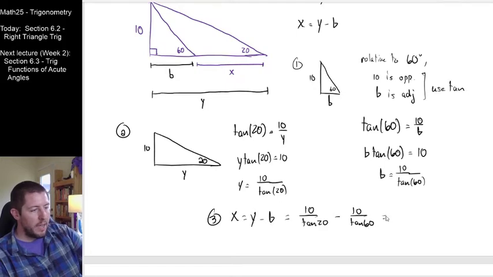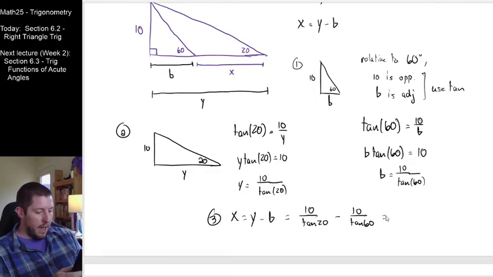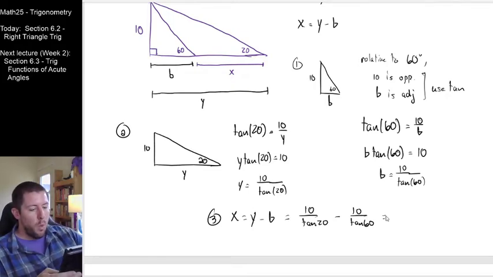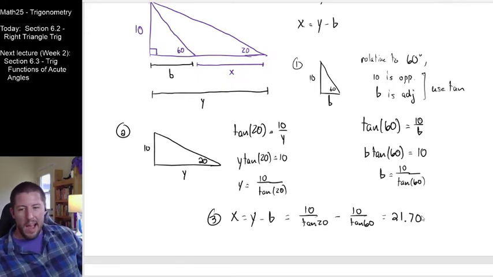And I'm now just going to go to my calculator one single time so I don't have to do a whole bunch of rounding out there. 10 divided by tangent of 20, I'm still in degree mode, that's important, minus 10 divided by tangent of 60. In this case, I'm getting 21.70. By the way, I'm rounding to two decimal places right there in my calculator.